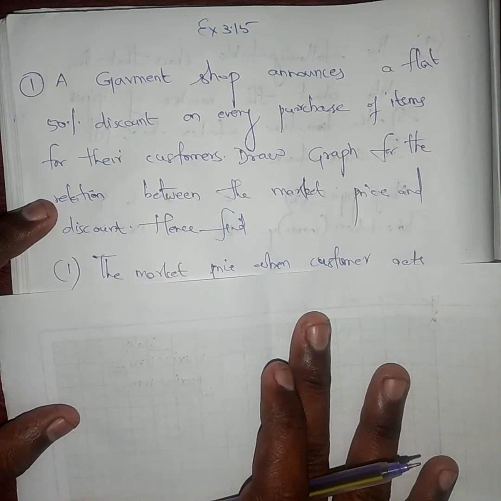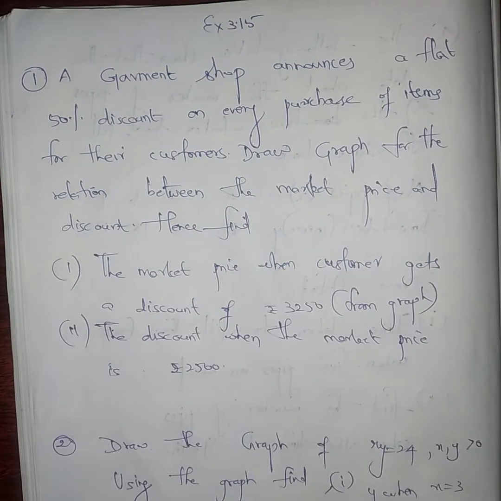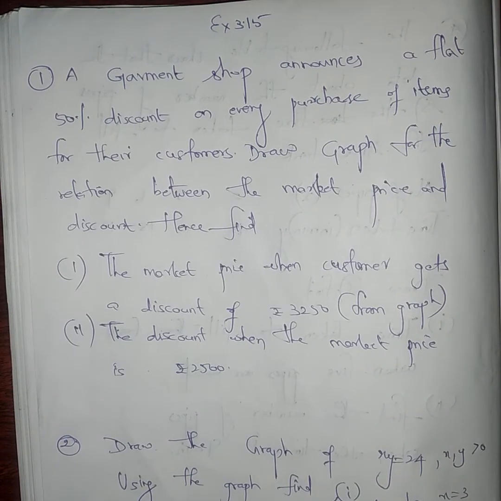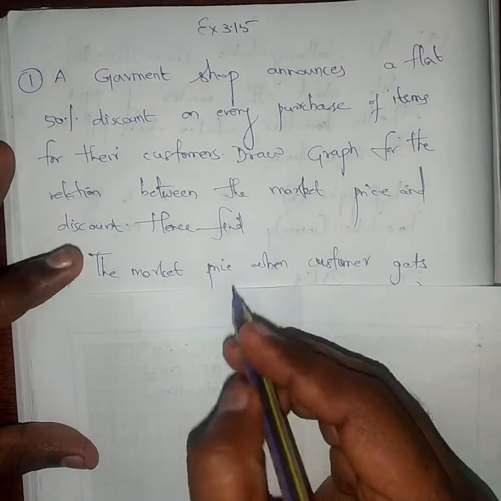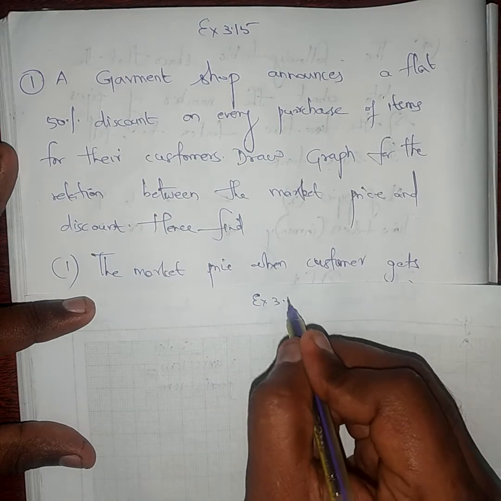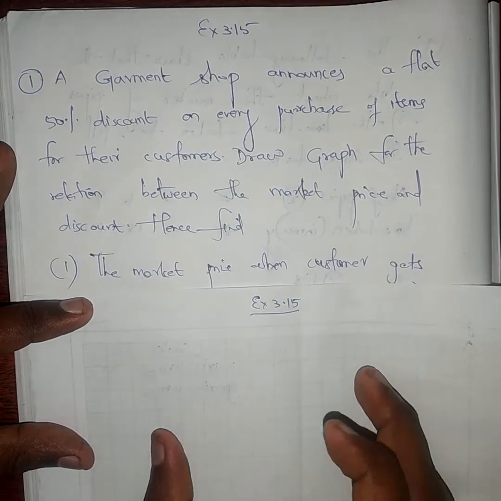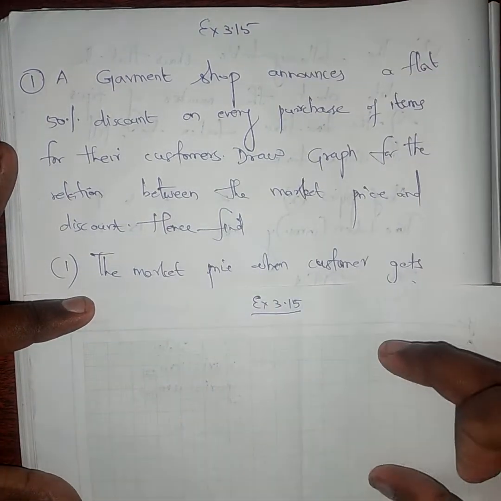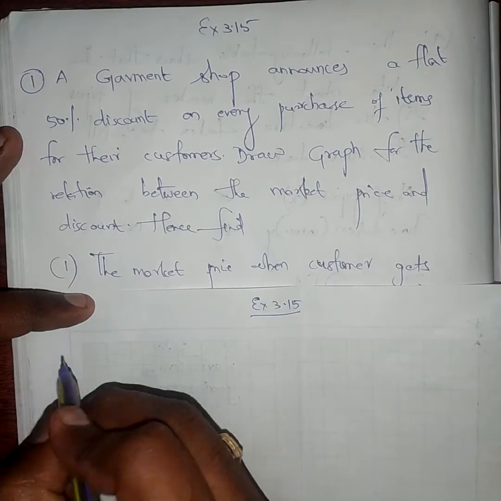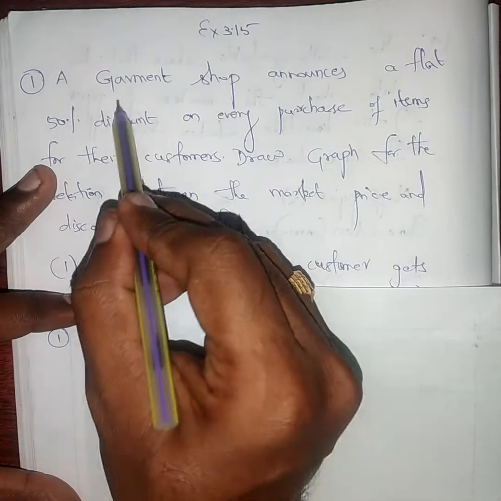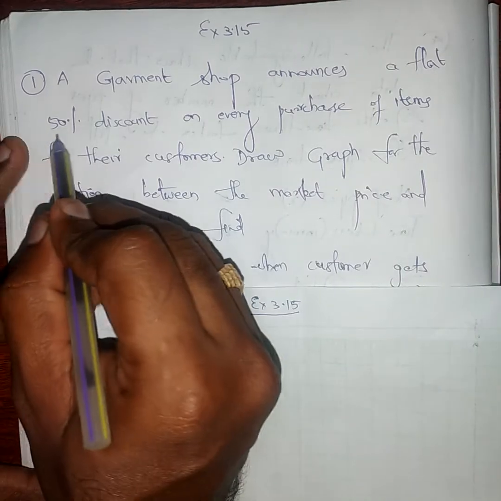Exercise 3.15, the first sum. How are we going to do this? This is a question. In your graph notebook, you need to write the question first, and then start your answers.